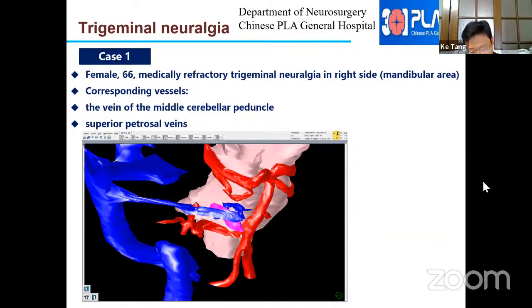Case 1, female, 66 years old. She has medically refractory trigeminal neuralgia on the right side, and the pain is located in the mandibular area. The three-dimensional neurovascular anatomy shows the relationship between the trigeminal nerve and corresponding vessels. The corresponding vessels are the branch of the middle cerebellar peduncle and the superior petrosal vein.